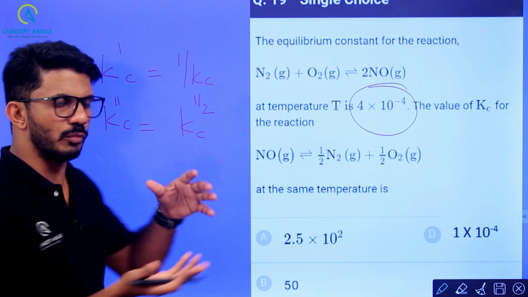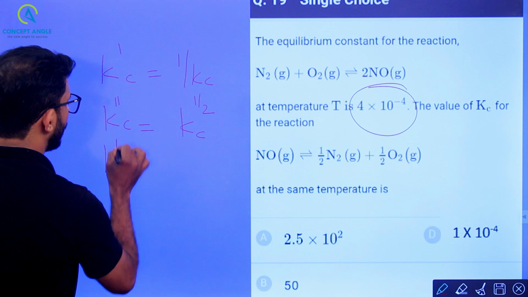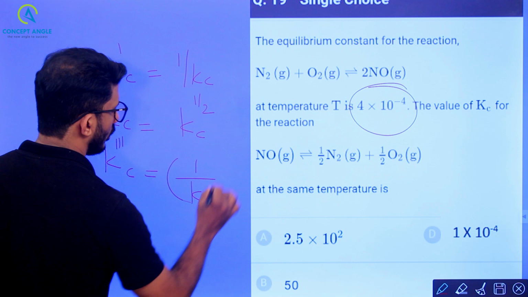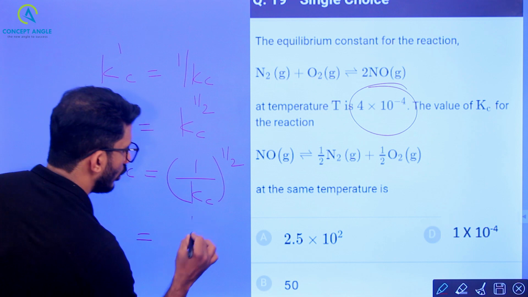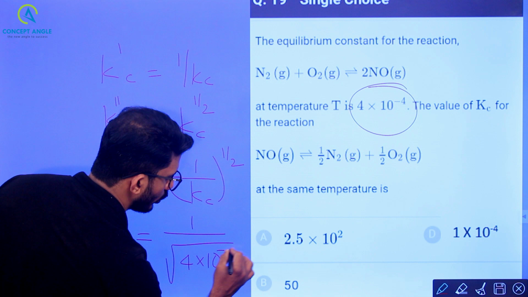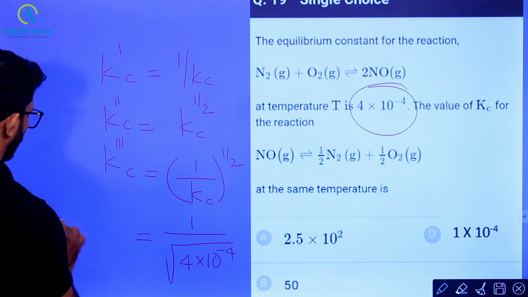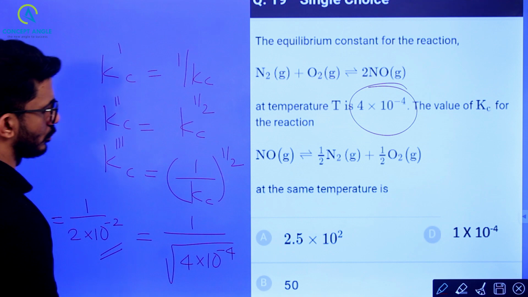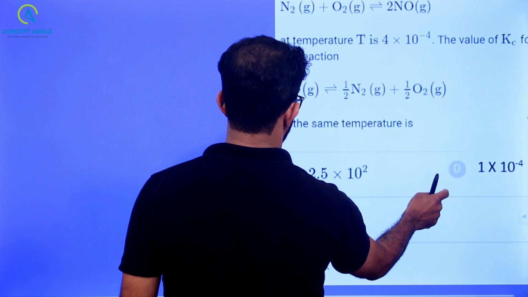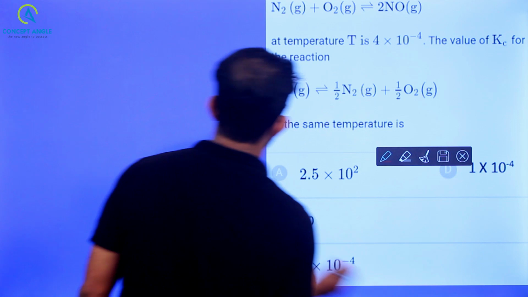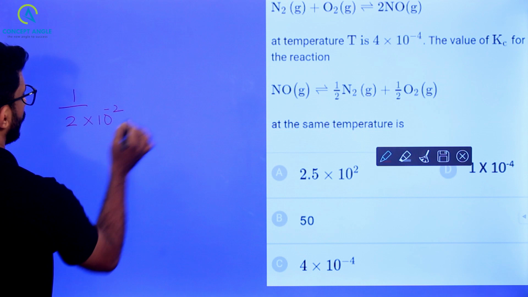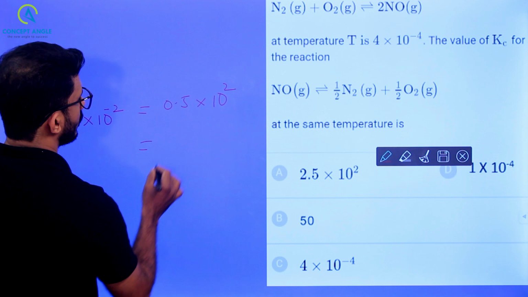When both the direction as well as the stoichiometric coefficients are changed, K triple dash C is equal to 1 by Kc raised to half. That means 1 by root Kc, which is equal to 1 by root of 4 into 10 raised to minus 4. What will be the answer? 1 by 2 into 10 raised to minus 2. That is 0.5 into 10 raised to 2, which is equal to 50. That is the answer. So option B is the answer.